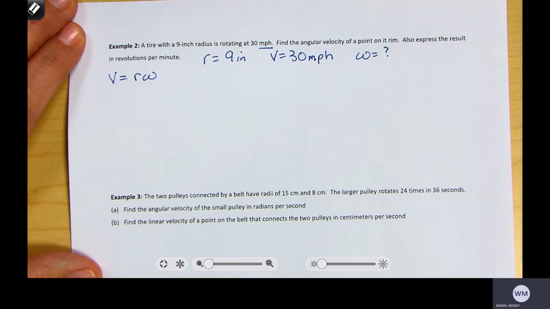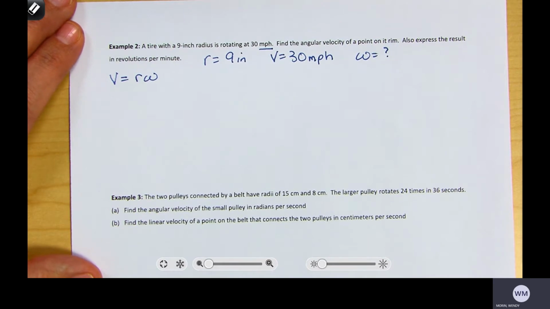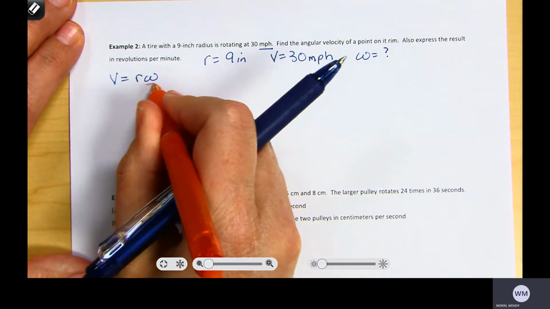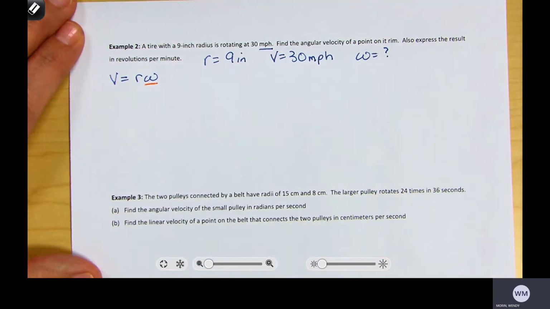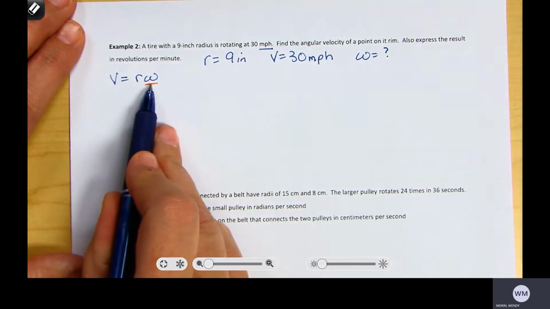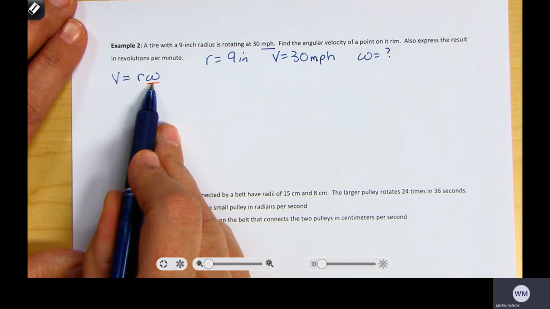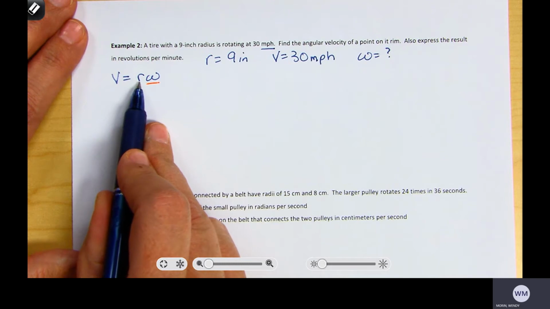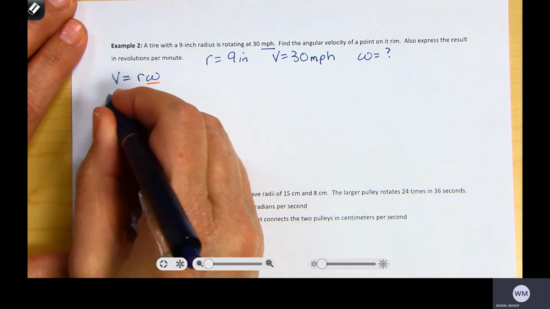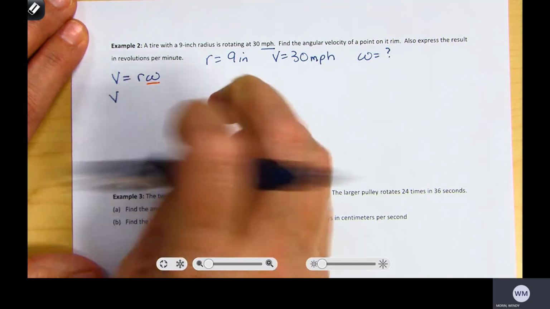Step 3, if necessary, rearrange the equation for the unknown. I want you to rearrange before you substitute. So it's asking us to find the angular velocity. To get the angular velocity by itself, what do we do with the R? Well, we would divide.